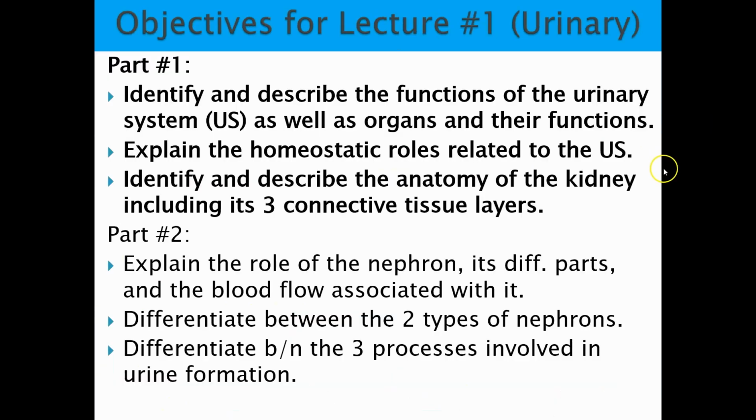So let's look at our objectives here. If we look at our objectives for the first one, you can see it's mostly just anatomy, describing the main big picture. And then here we get into the anatomy of the nephron, talk about types of nephrons, and start getting into the processes. Because when we move into the second lecture, that's really where we're going to see the complexity of the urinary system and get into the functionality of that nephron.